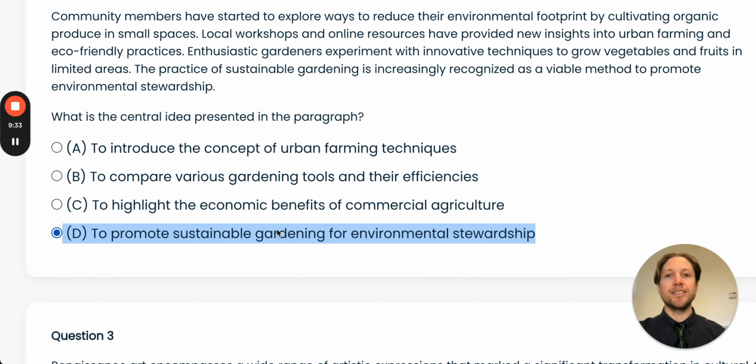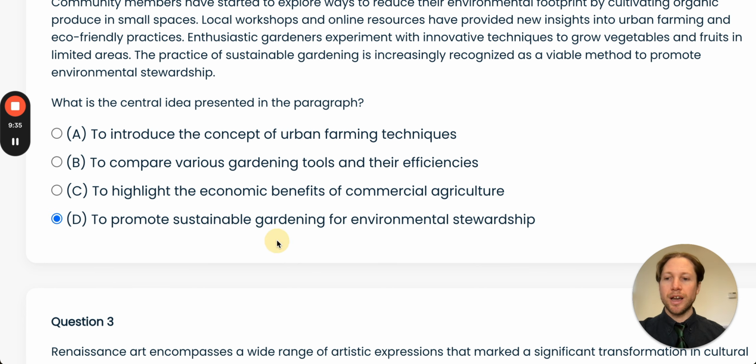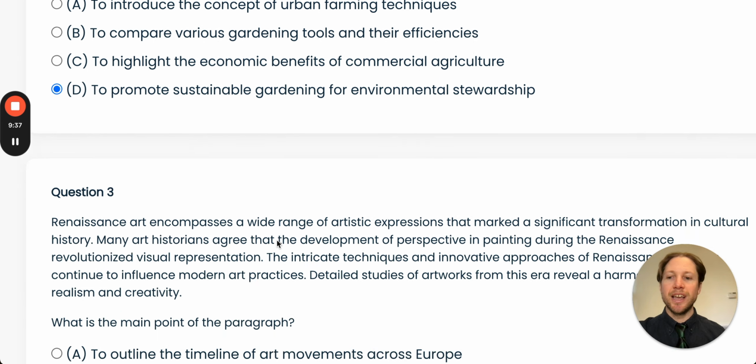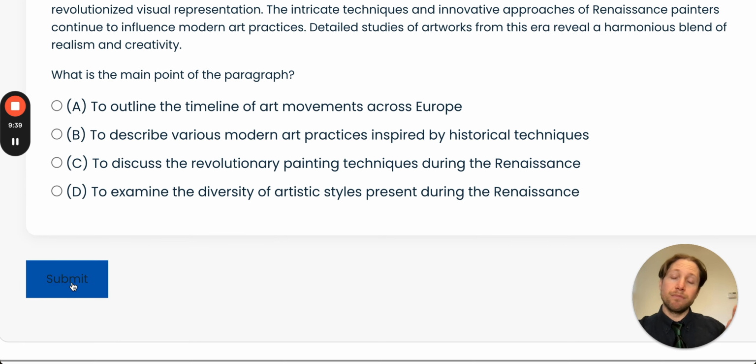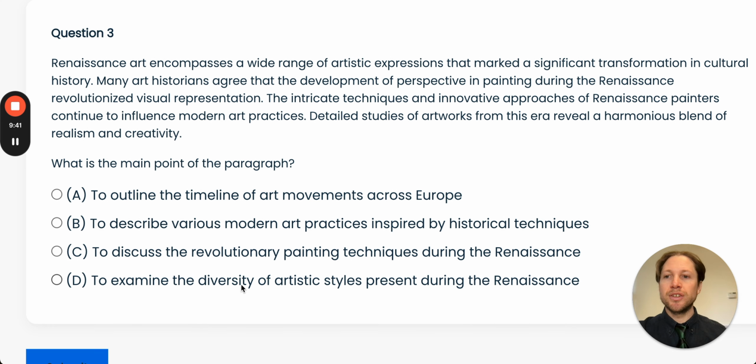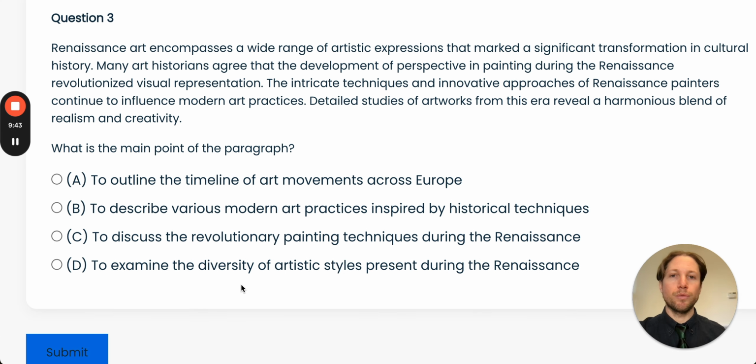So next, let's go on to question number 3. I'm going to keep this answer option as D, and then once we're finished, we're going to click the submit button, and we'll see how we did. So pause the video here, read question 3, select the best answer that you think clearly identifies the main point of this paragraph, and then we'll go over it together.